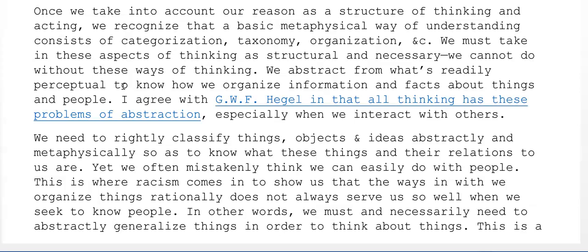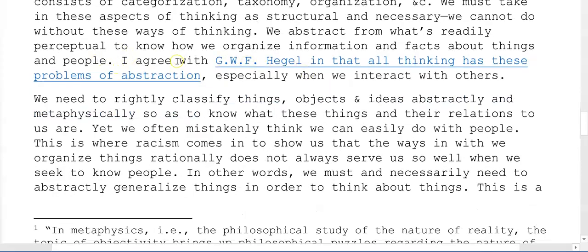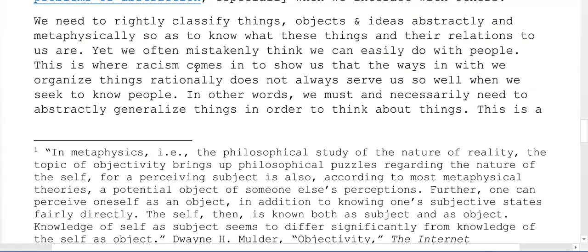We abstract from what is readily perceptual to know how we organize information and facts about these things and people. And I agree with Hegel in that all thinking has these problems of abstraction. So read this, click here and read this. This is really interesting, especially when we interact with others. So we need to rightly classify things, objects, and ideas abstractly and metaphysically so as to know what these things are and their relations to us are.